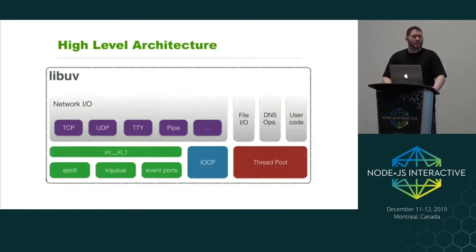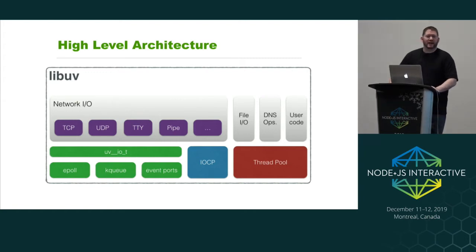And I want to talk a little bit about the high level architecture of libuv. So I like to think of this as broken up into two rows. Basically the top row, which has the network IO all the way across to file IO, DNS, and user code, that's more of the public facing API, what users of libuv are going to consume. And then the bottom row with the IOCP and the thread pool and things like that, that's more of the guts of libuv. You can actually get pretty far using libuv without having to interact with any of that stuff.